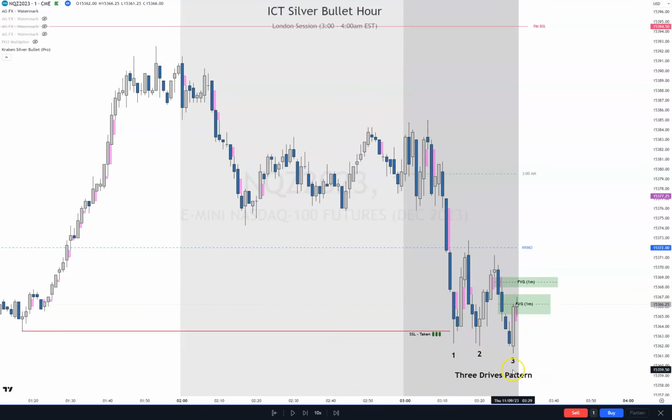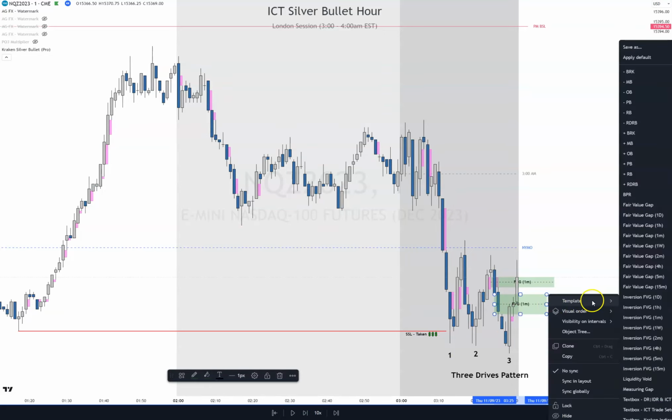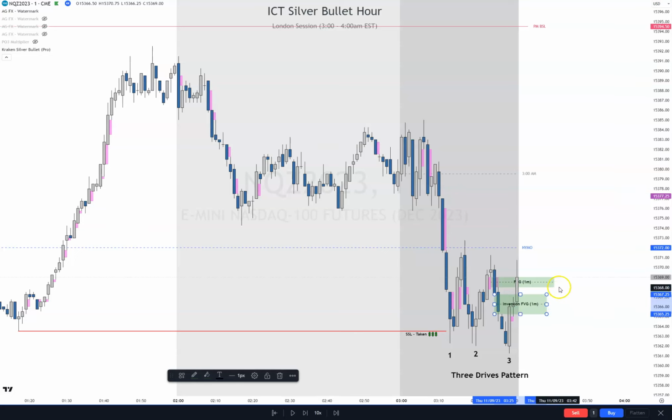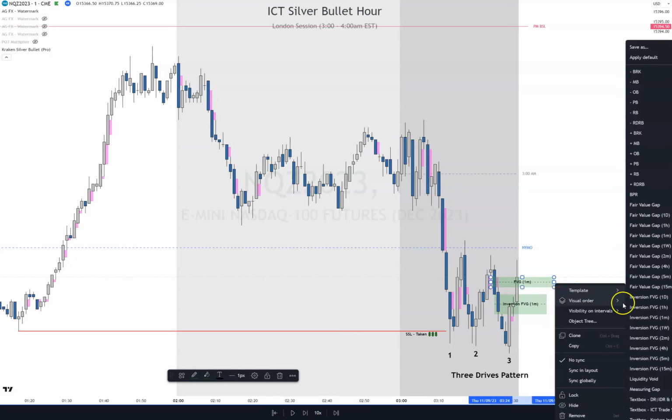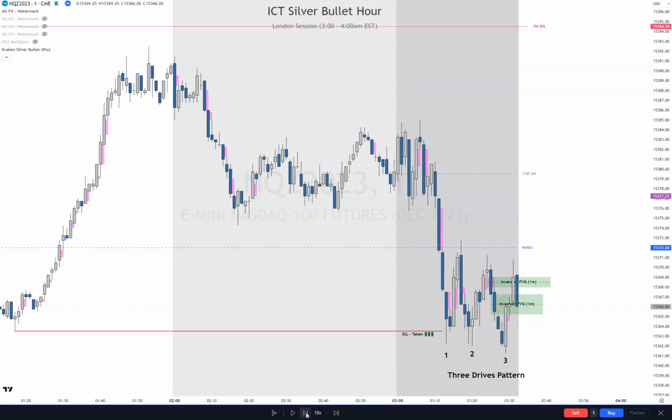But we got the 3 drives pattern. Now I'd like to see this broke. If this is respected, then we're still going lower. Okay, that broke both. So this is definitely an inversion. This is an inversion. Okay, so see what the next candle does.